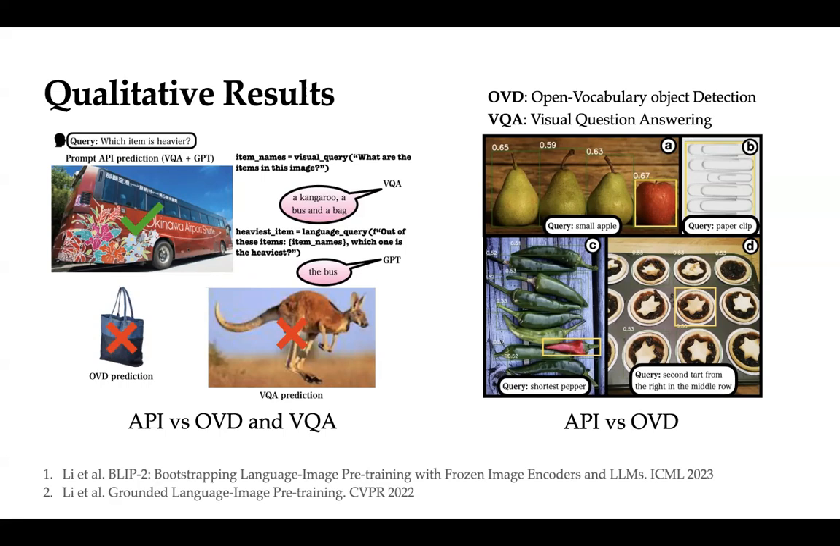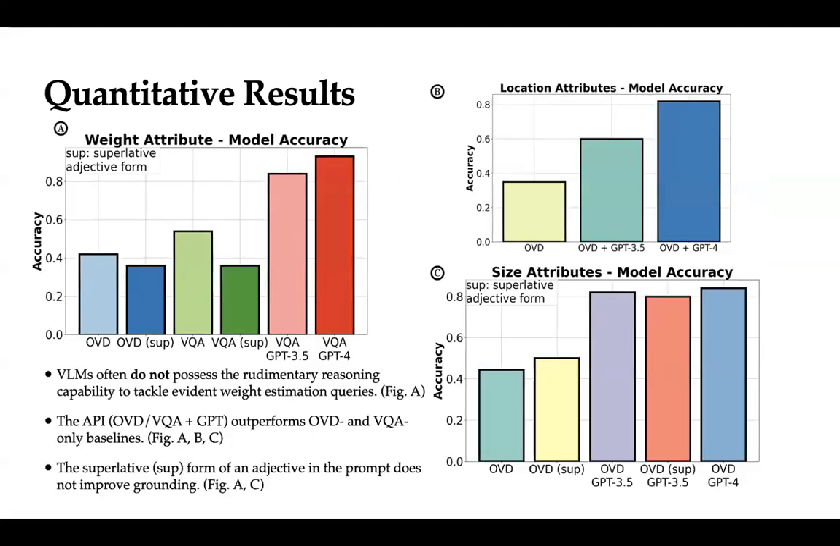Image A shows an example of agreement between OVD and the API. B shows a mutual failure case, and C and D show cases where the API outperforms OVD. Quantitative evaluation shows that VLMs often do not possess the rudimentary reasoning capability to tackle evident weight estimation queries, as shown in Figure A. The API outperforms single OVD and VQA calls in every task, but the superlative form of an adjective has no effect in grounding.